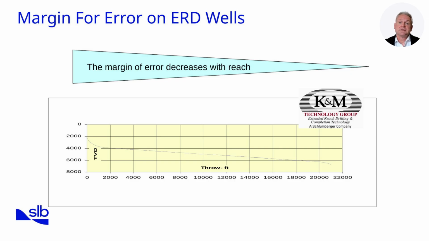At shorter reaches, there is flexibility. Issues like drag or torque can be managed with adjustments. But as the throw increases into the tens of thousands of feet, even small inefficiencies can cause failures in hole cleaning, stuck pipe, or loss of circulation. This shrinking margin of error underscores why ERD wells demand meticulous planning and execution. Every element, BHA design, drilling fluid properties, tripping practices, must be optimized to minimize risks. On the next slide, we'll look at the key factors that must be considered when planning and executing ERD wells.